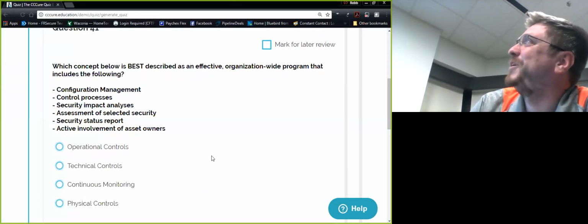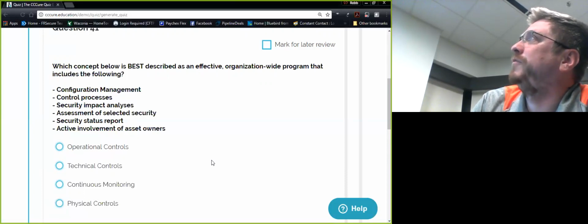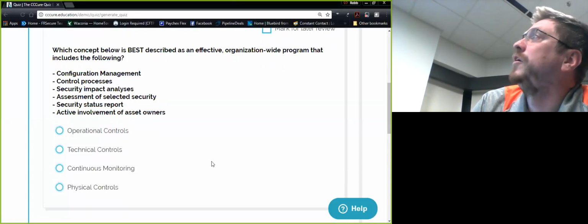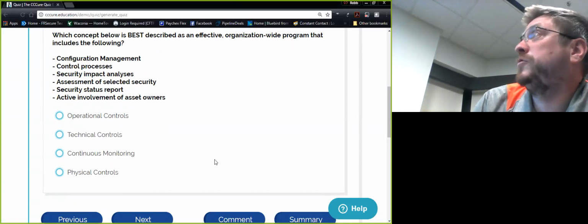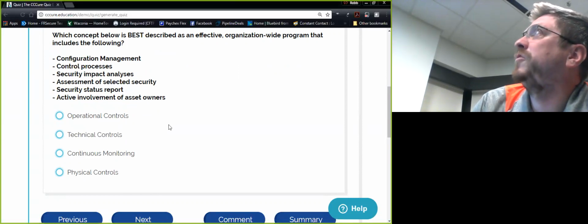Which concept below is best described as an effective organization-wide program that includes the following: configuration management, control process, security impact analysis, assessment of selected security status, report, active involvement of asset owners? Operational controls, technical controls, continuous monitoring, or physical controls. I would say that would be operational controls.